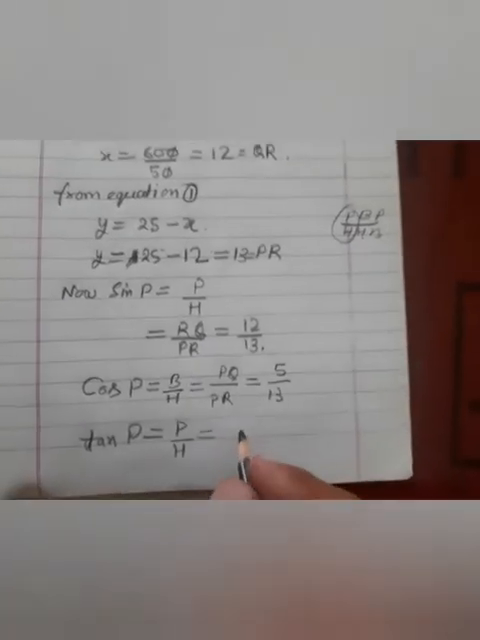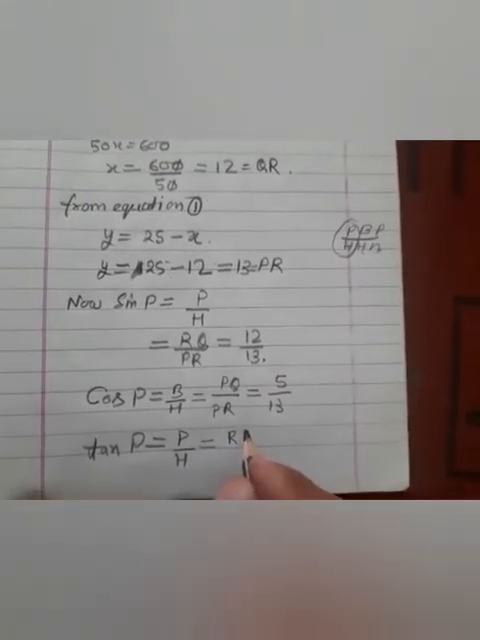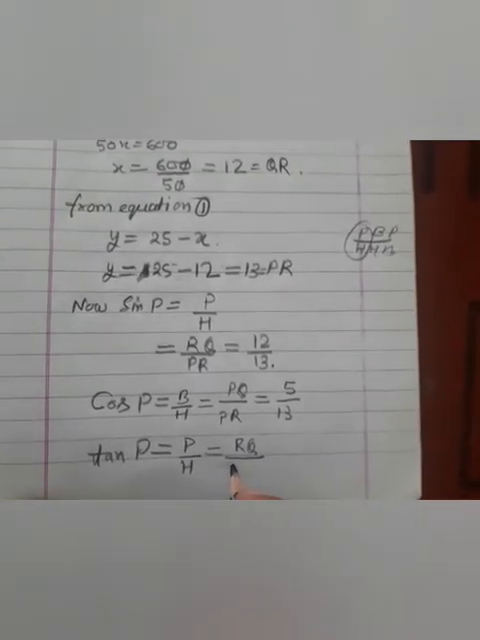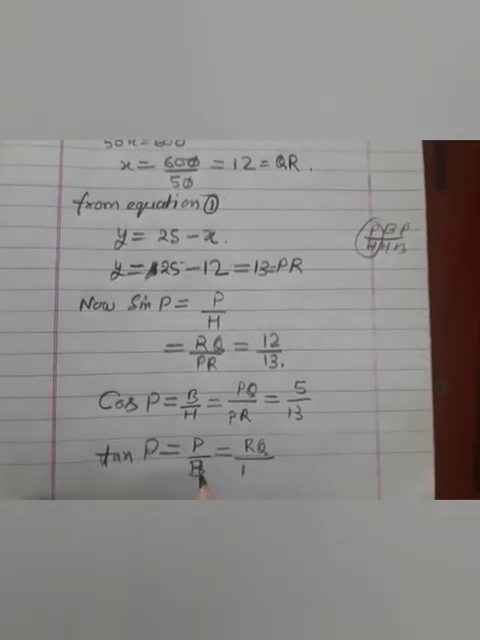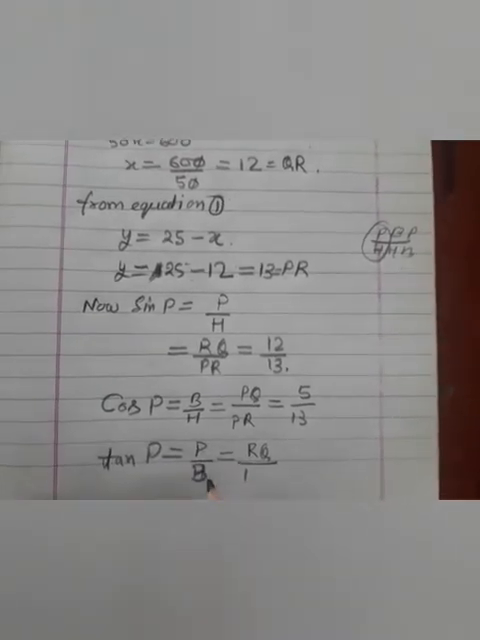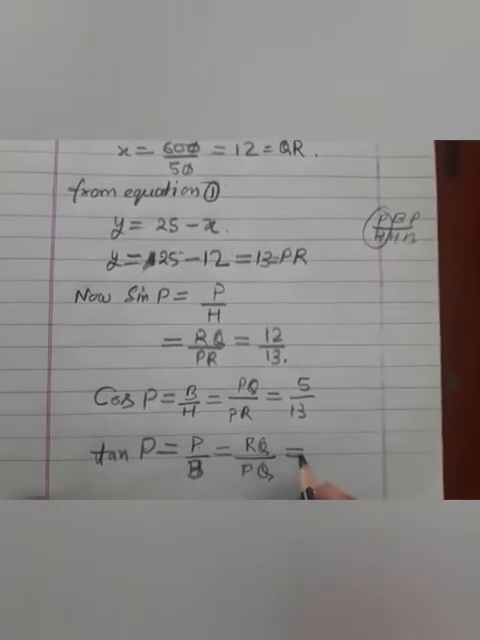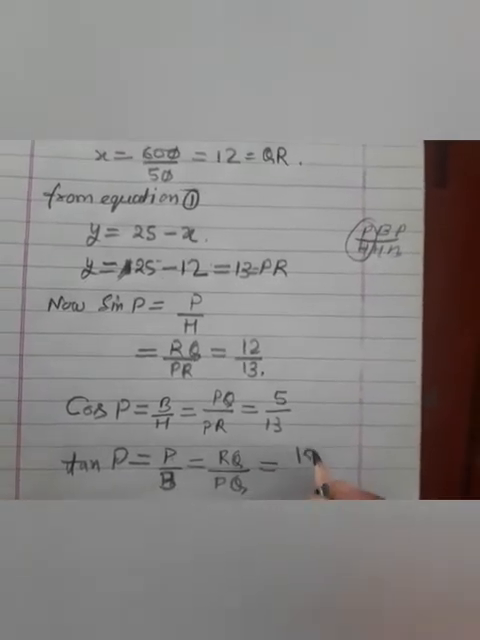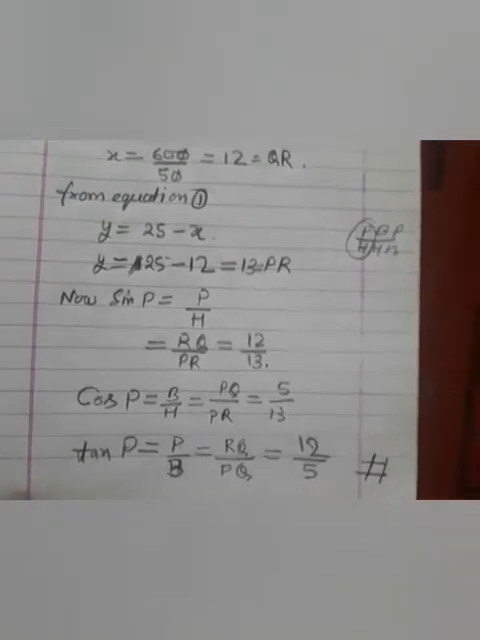Perpendicular is given, that is RQ, upon hypotenuse PR. Tan P is equal to perpendicular upon base. So the base is given here, PQ. And this one is right now 12 by 5. 12 by 5, this one is your answer.